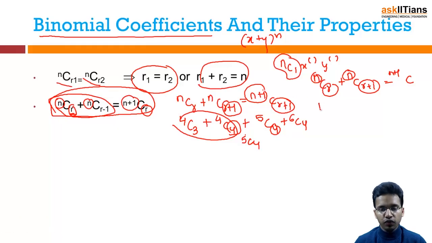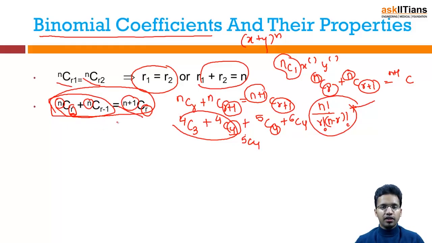We can again prove this by expanding it like this: r factorial over n minus r factorial plus this. You can check yourself, and this will ultimately go to n+1Cr. Just solve the left hand side and you will get the right hand side. So next property, again one of the most important properties for IIT-JEE. We will be using this in many cases.